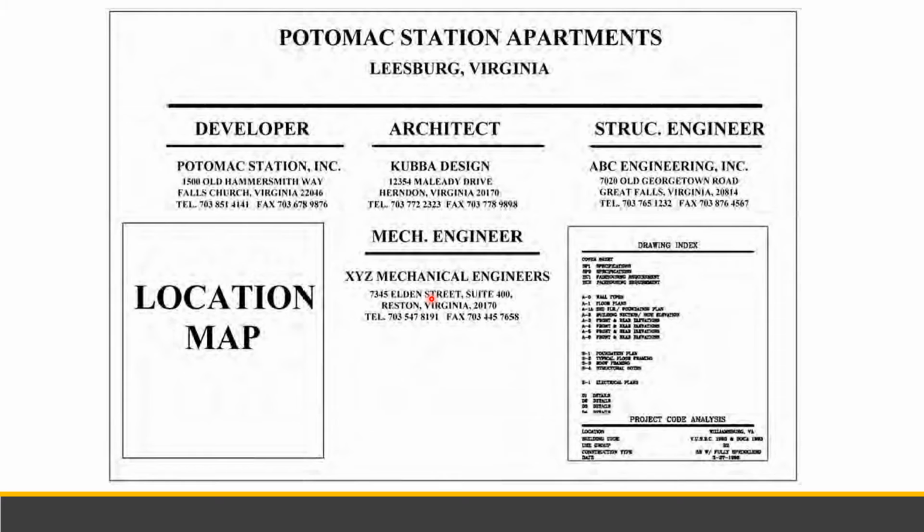So here we have an example of a cover sheet. This is the name of the project and the address. The cover sheet varies, depending on the location or on the construction firm that is building or designing the building. So this is the location map.